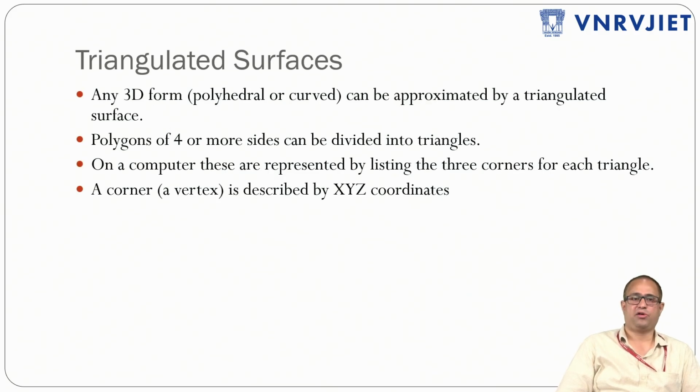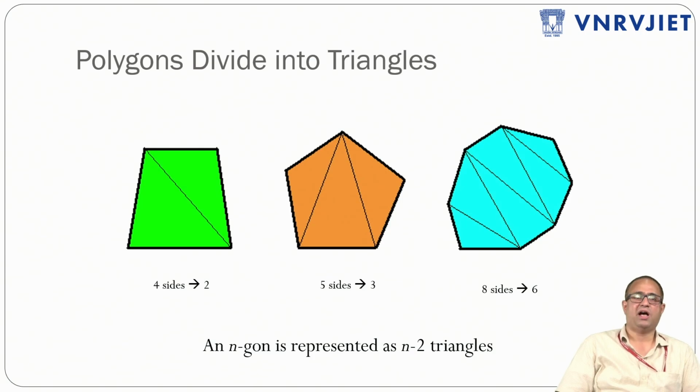triangular surfaces. You can see this polygon of 4 or more sides can be divided into triangles, and on a computer they are represented by the list of the 3 corners for each triangle. A vertex is described by x, y and z coordinates. We are going to see that in the coming figure. As you can see, this is the reason why the triangle is preferred when you compare it with all the polygons.